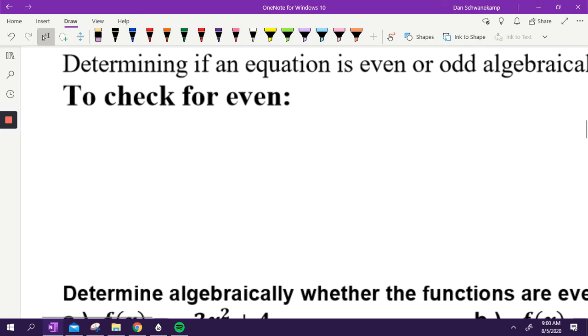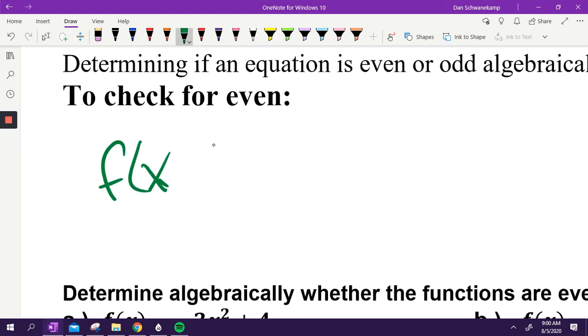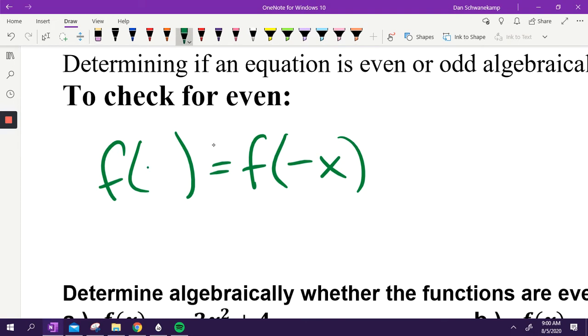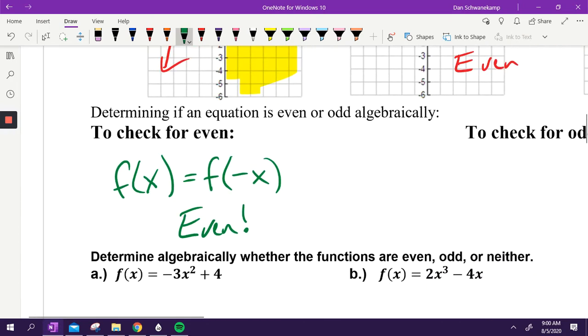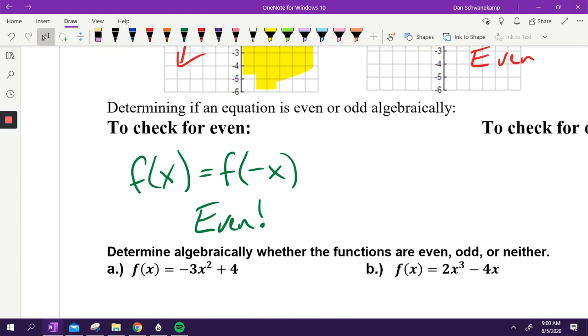To check for even, we are going to decide if f of x is equal to f of negative x. If f of x equals f of negative x, then it is an even function. And I'll explain what that means here in a second. It means we're going to plug in a negative x where x is, do some simplifying, and see if they're the same. If it is, it's even.